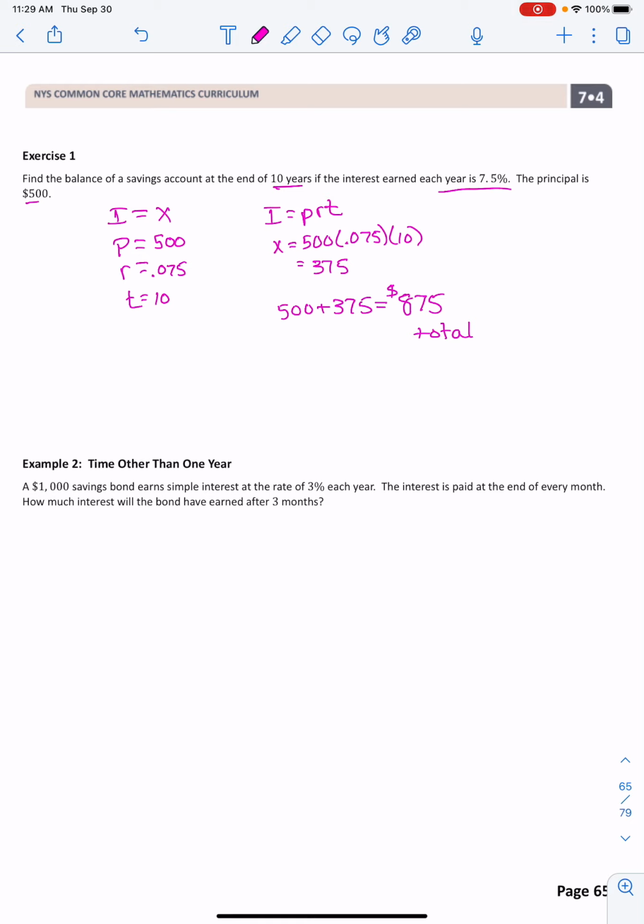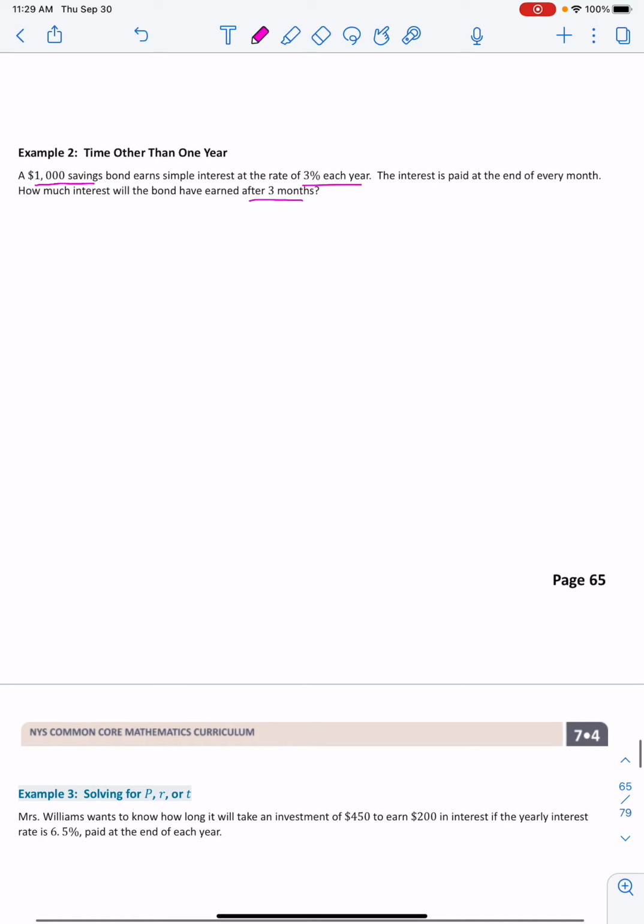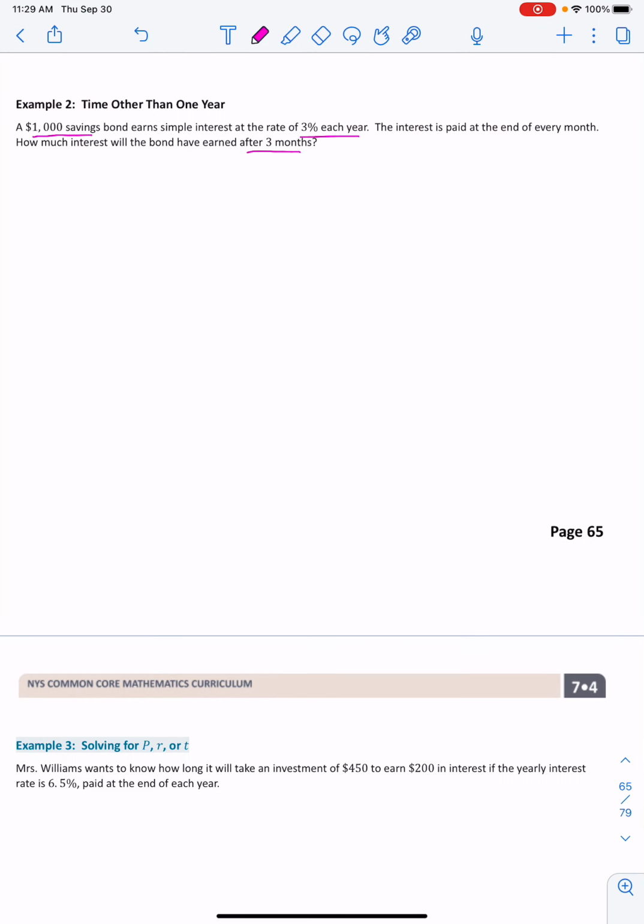Our next example is we have a $1,000 savings bond that earns simple interest at a rate of 3% each year. And the interest is paid at the end of every month. And how much interest will the bond have earned after 3 months? So for simple interest, what we do is we have I, P, R, and T.